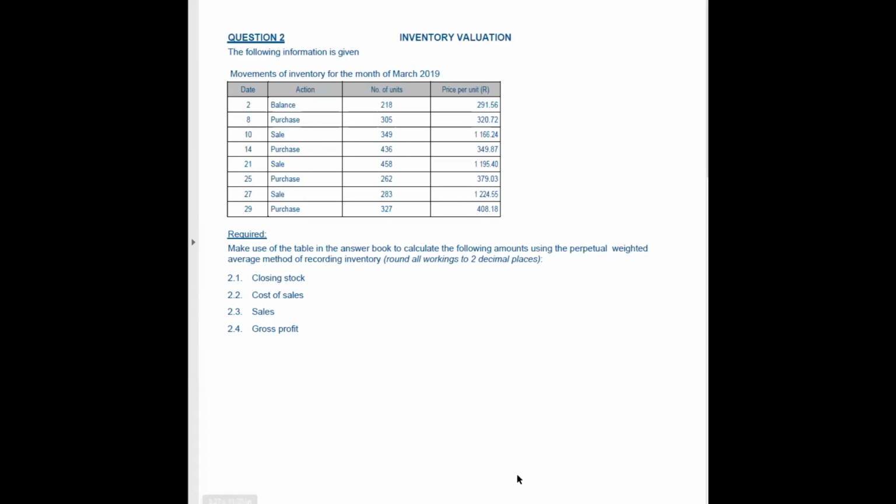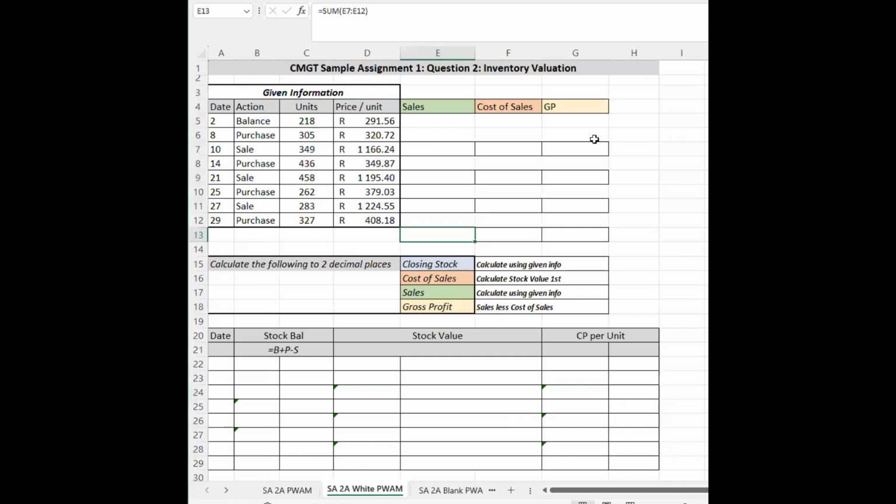So this is the question, and then of course, like I always do when I'm doing it for you in Excel, I just repeated the given information there in that little table, and what we are required to do I've put there: calculate the following to 2 decimal places: the closing stock, cost of sales, sales, and gross profit. I have color-coded it for you as I always do.